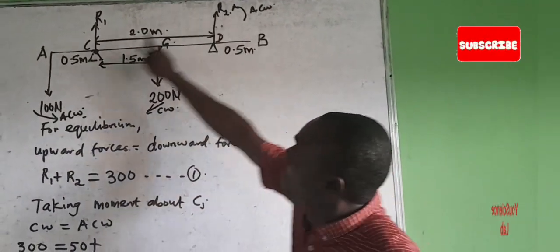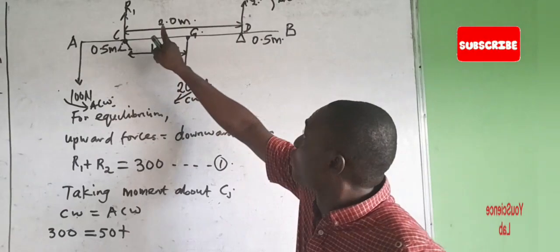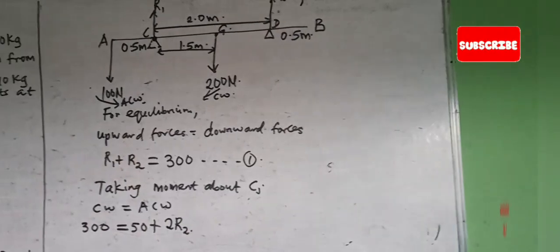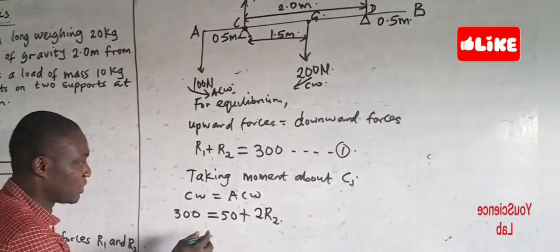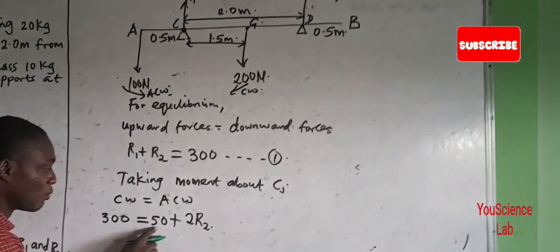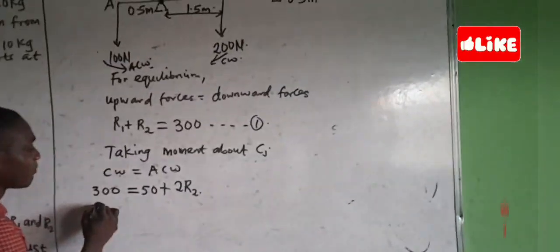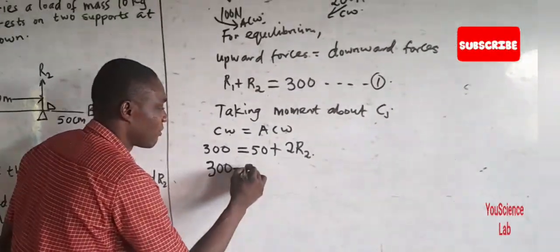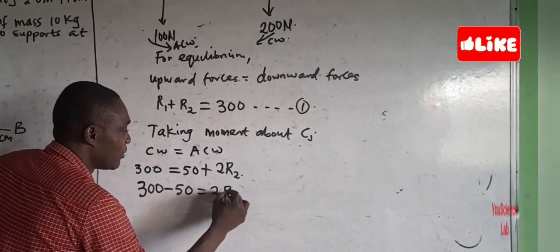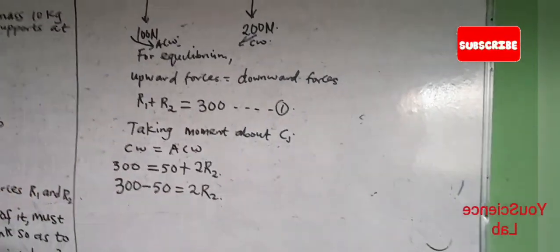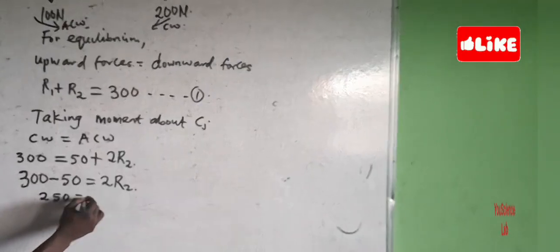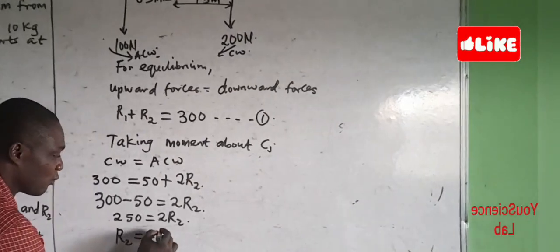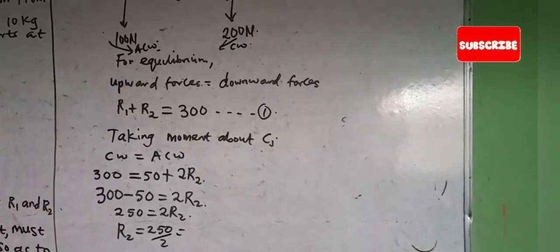The distance of R2 from C is what? 2.0. So 2 times R2 will be 2R2. Are we good? So now let's look at this. We want to make R2 the subject of formula. So we'll move this way. We have 300 minus 50 is equal to 250, which equals 2R2. So R2 is equal to 250 divided by 2, which is equal to 125 Newton.